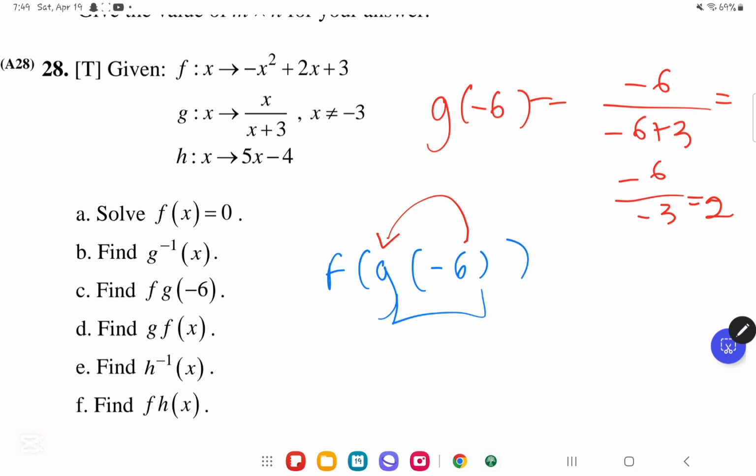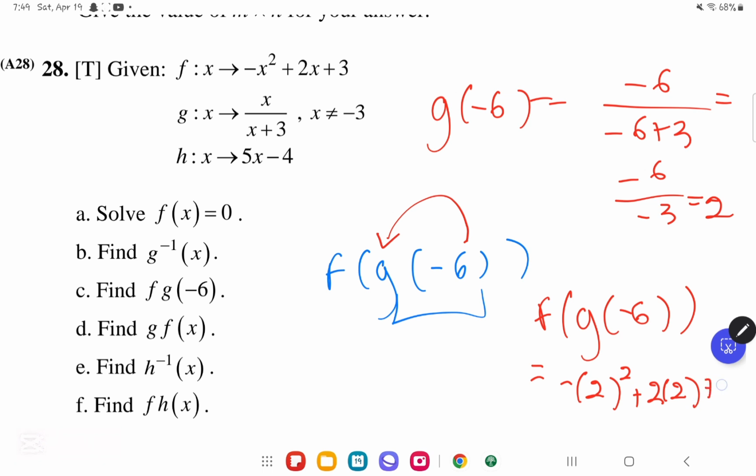So now, it's going to be f what? F of g of minus 6. We know that g of minus 6 is 2. It is equal to what? It's equal to minus 2 squared plus 2 times 2 plus 3. You can use your calculator: minus 2 squared plus 2 times 2, plus 3. And very simply, the answer you are going to get for part C is 3.